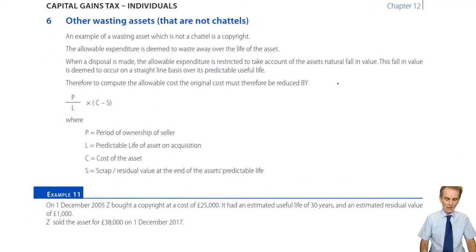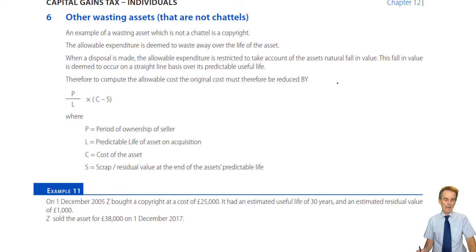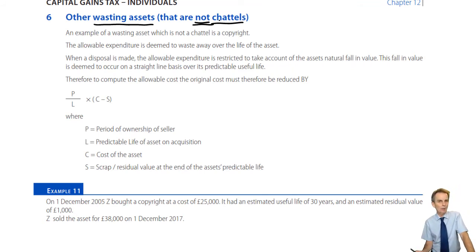And so we come to the last of our areas now. Right, it refers to other wasting assets. Remember what a wasting asset is. A wasting asset is one with a life of not more than 50 years. And if it was a wasting chattel, then it would be exempt, end of story. The racehorses, the greyhounds, the yachts there, all of those would be exempt. But these are assets that are not chattels. Therefore, the exemption does not apply. Therefore, a gain or loss must be computed.